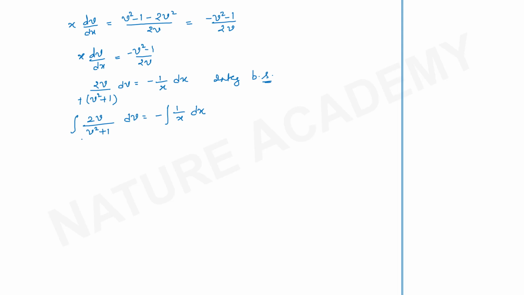If you see the left hand side carefully, this is in the form f dash v by f v. This is the integration and the answer for this will be log of f of v. So I can write this as log of (v square plus 1) and in the right hand side minus log of x, because integral 1 by x is log x, plus log of c. I have told you earlier also that if the other two terms are having log, then the constant which I will take should also be of the log only.